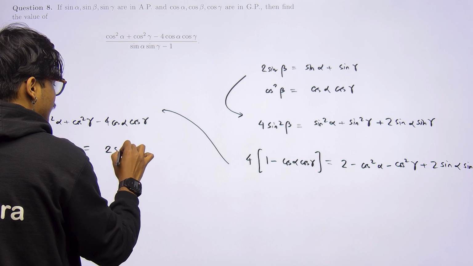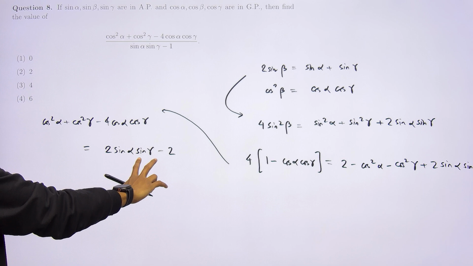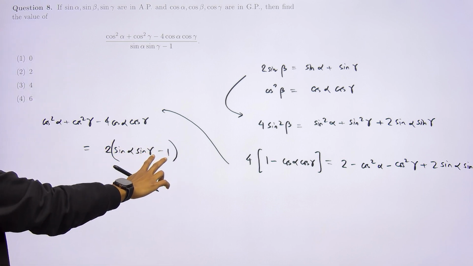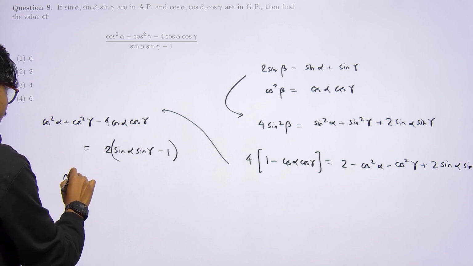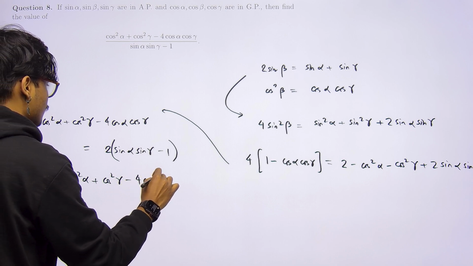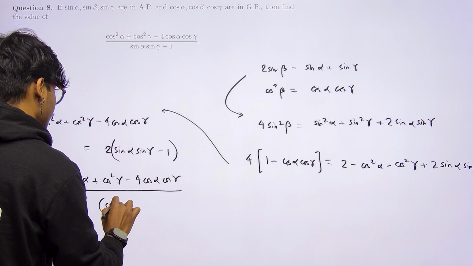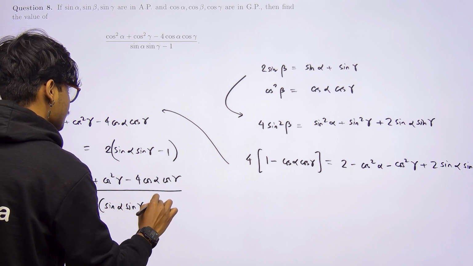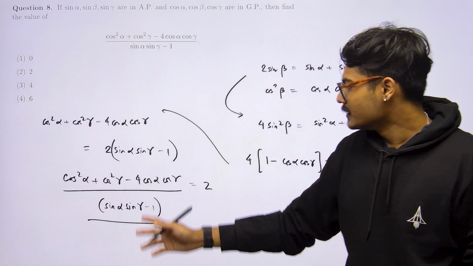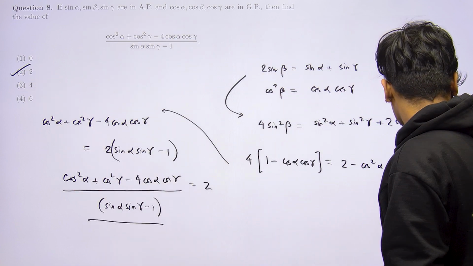So you'll get 2 sin alpha sin gamma minus 2, right? Now I can take 2 common from this, and this will basically give you twice of sin alpha sin gamma minus 1. So from here, if I divide, I'll get that cos square alpha plus cos square gamma minus 4 cos alpha cos gamma divided by sin alpha sin gamma minus 1 is equal to 2, right? And this is precisely the ratio that you are looking for. So the value of this ratio has to be 2, which is option 2, right? So that's your 8th question.